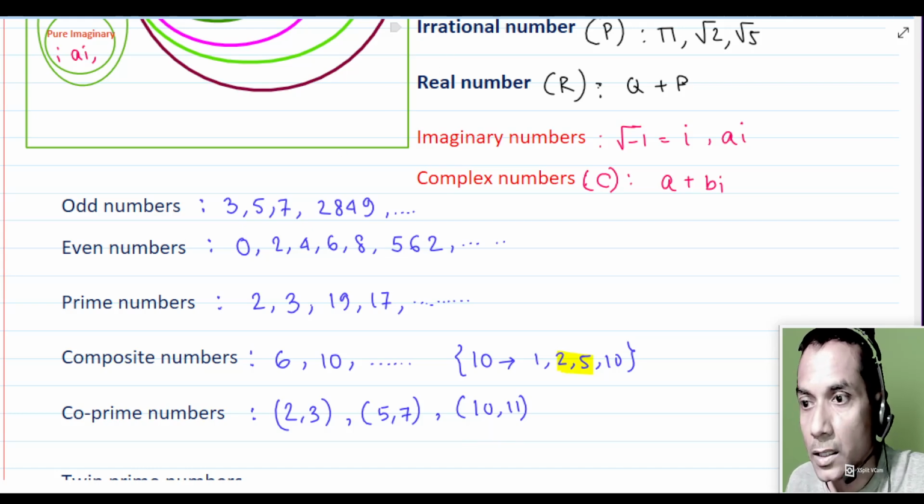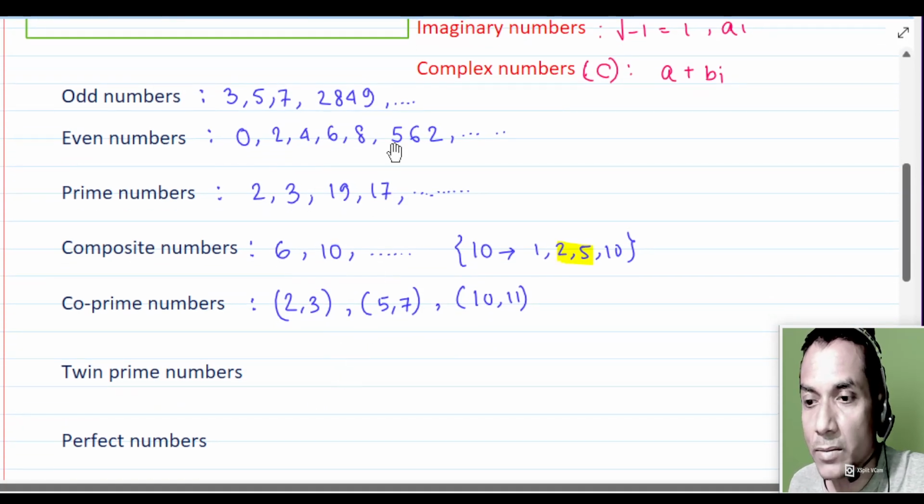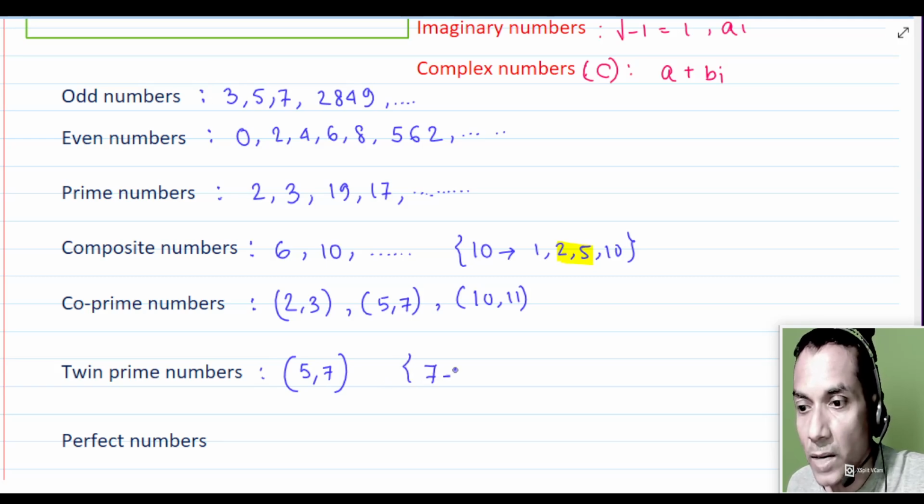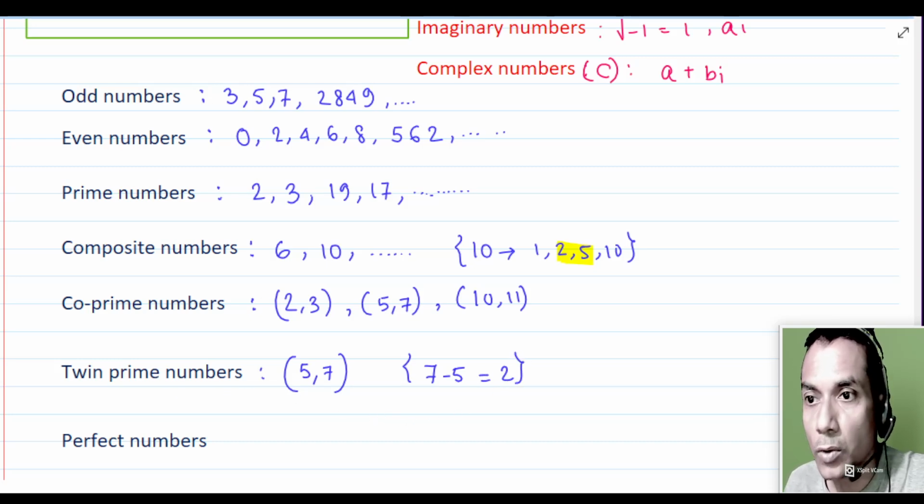Clear? Next we learn the twin prime numbers. Twin prime numbers are conjugate prime numbers whose difference is 2. For example, 5 and 7 are twin prime numbers. Why? Because 7 minus 5 is 2. So both 7 and 5 are prime numbers, and they differ by 2. That is the reason they are twin prime numbers.